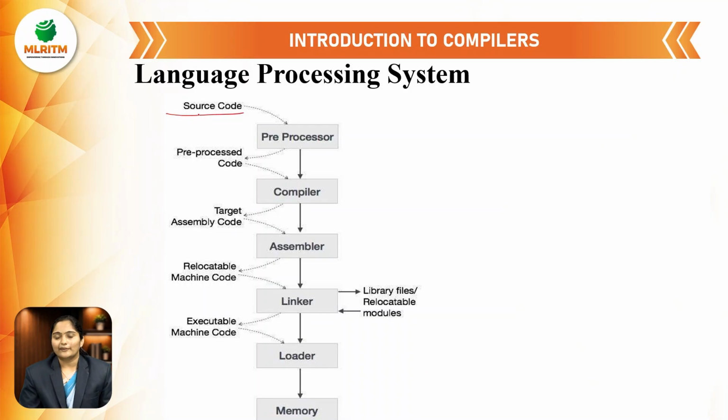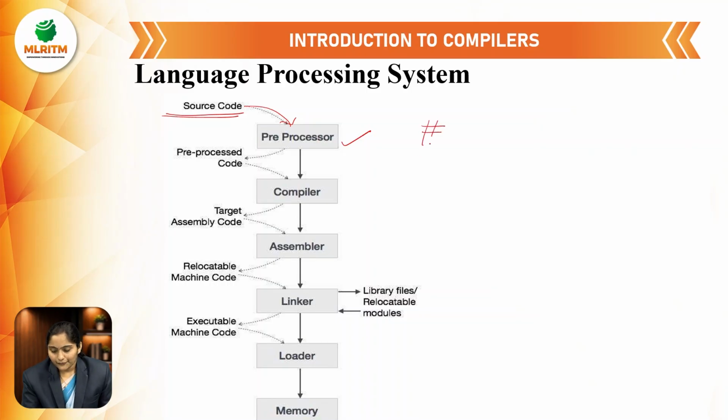Let's see how the language processing system can be used to convert a source code into machine code. Initially, when we write a program in any high-level language like C, C++, or Java, we call it source code. And initially that source code will be given to a preprocessor. The preprocessor is used to process the instructions given by the user.